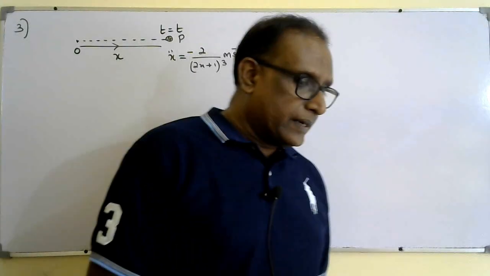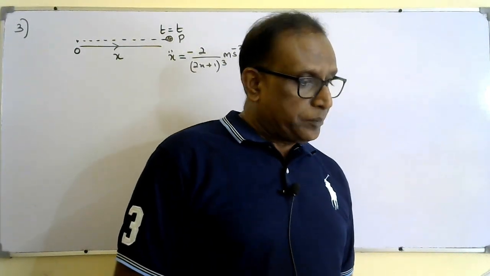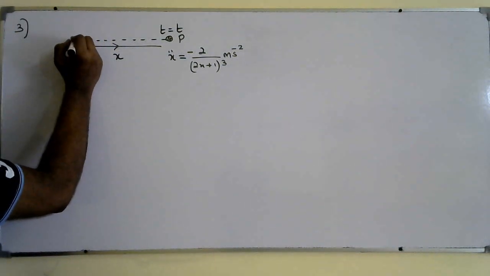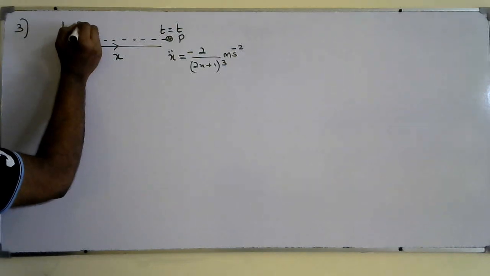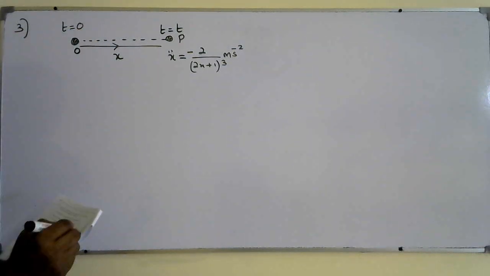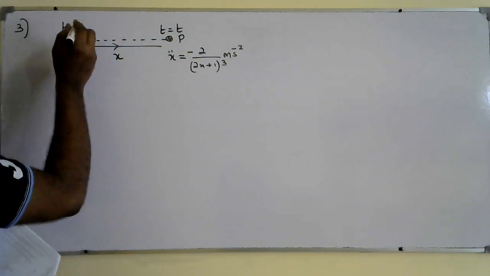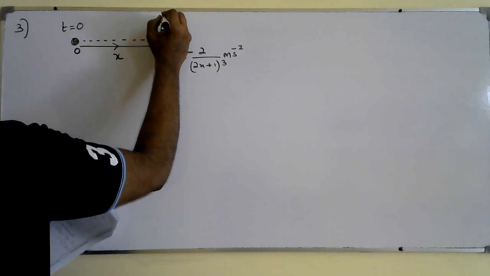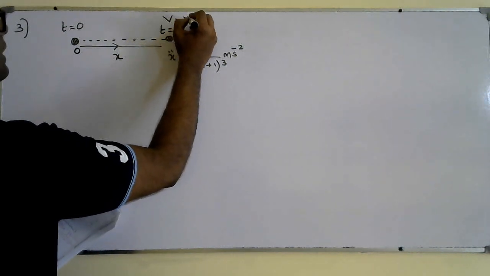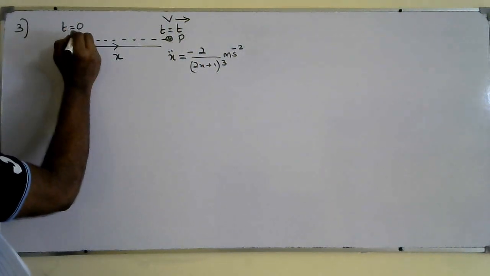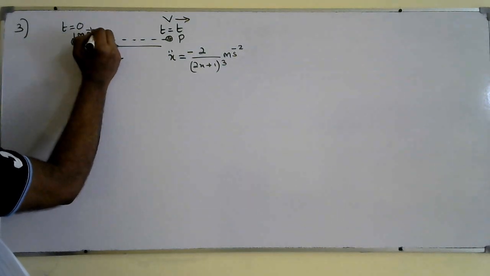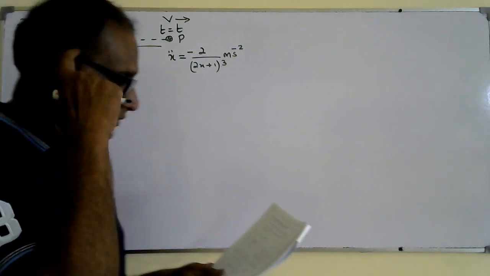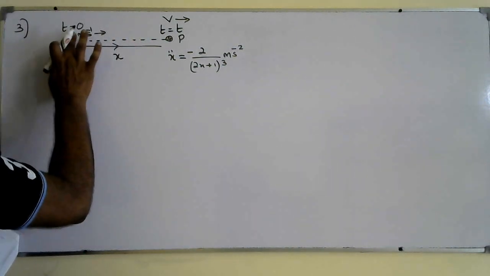Okay, so at t equals 0, P passes O. So when t equals 0, the particle P is here, at O, with speed 1 meter per second. So here the speed is 1 meter per second. Here the speed is given as v meters per second in this direction. Here the speed is 1 meter per second, in this direction. Diagram clear, no? It's 1 meter per second here.